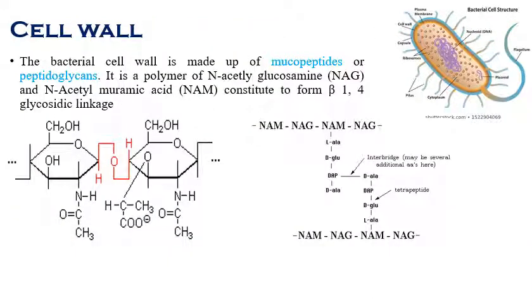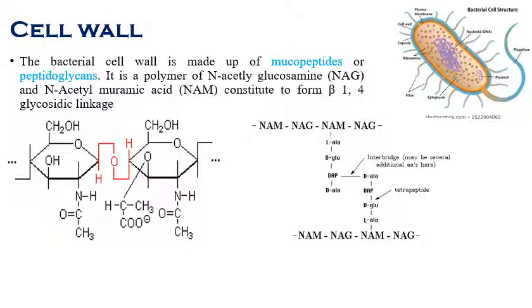Then the next major structure is the cell wall. The bacterial cell wall is normally made up of mucopeptides or peptidoglycans, whereas, as I already told you in the initial classes, the fungal cell wall is made up of chitin. But the bacterial cell wall is made up of mucopeptides or peptidoglycans.